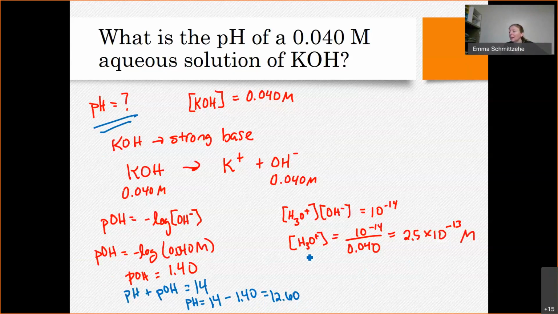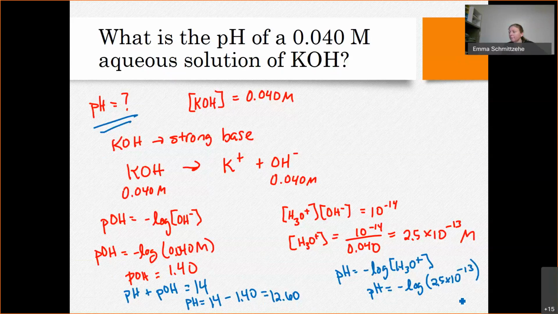Or you could take this hydronium that we calculated and say that pH equals the negative log of the hydronium, right? And so that means the pH is the negative log of 2.5 times 10 to the negative 13th, okay? If I take the negative log of that, I also get 12.60 as my pH. So no matter which route you end up taking, you're going to get the same answer.